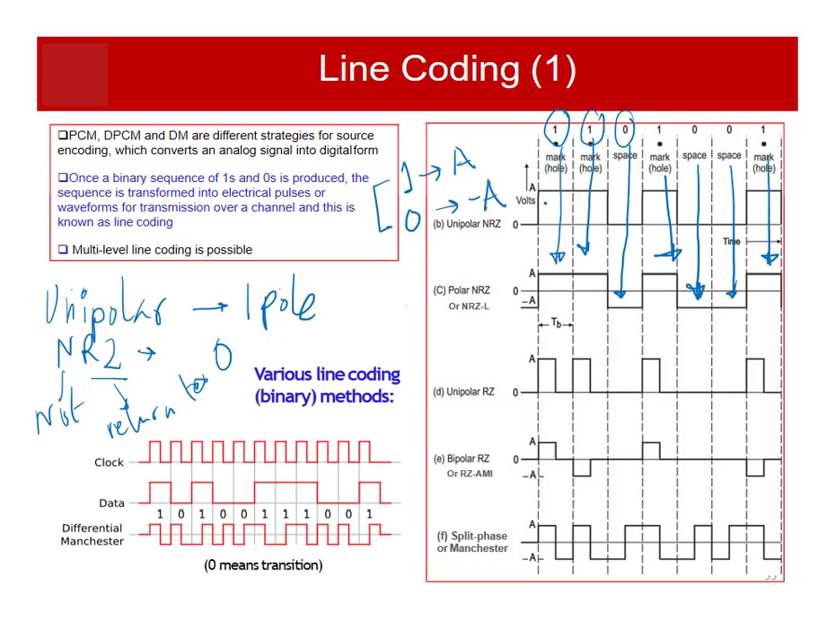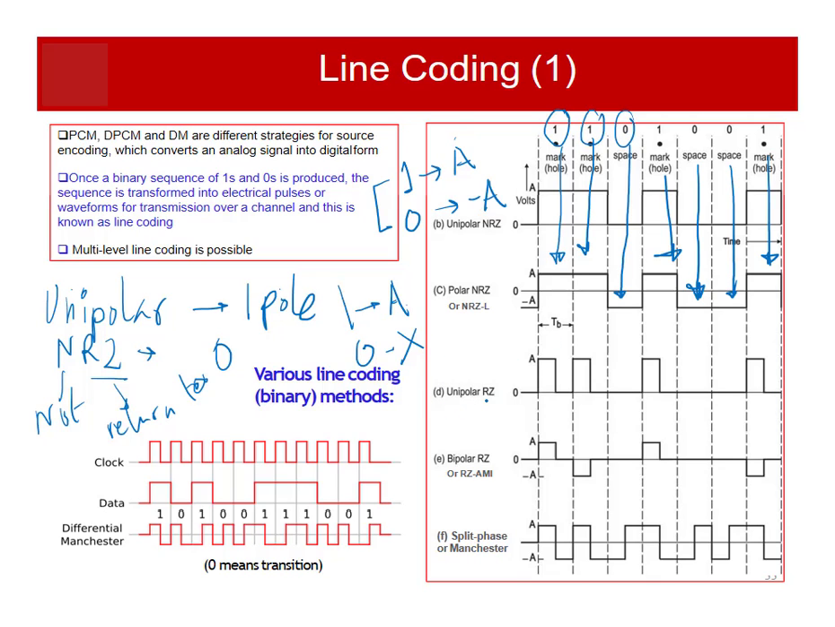For unipolar there was only one pole. For 1 you would get an amplitude of A, but for 0 you wouldn't get anything. But for polar you have amplitude A for 1 as before, but for bit 0 you now have an amplitude of minus A. So there are basically two poles. For 1 we have A, and pole means opposite things, so for 0 you have minus A. So it is polar now.